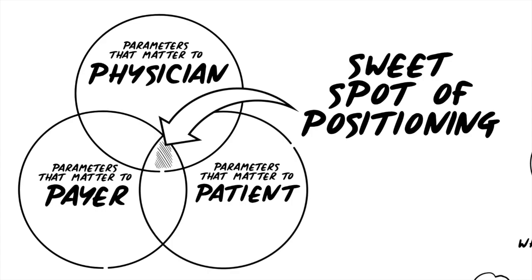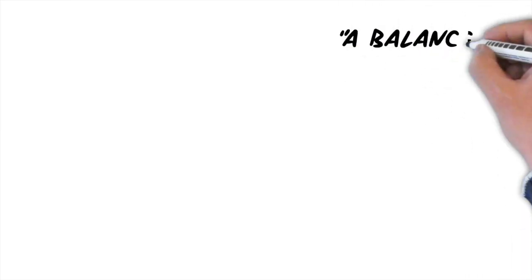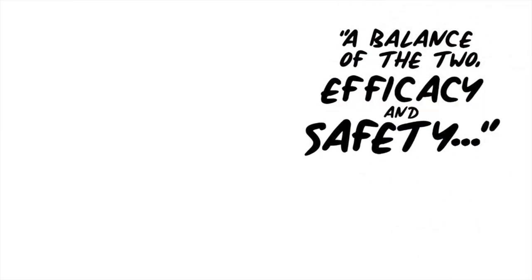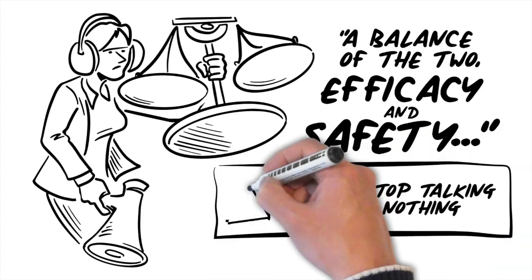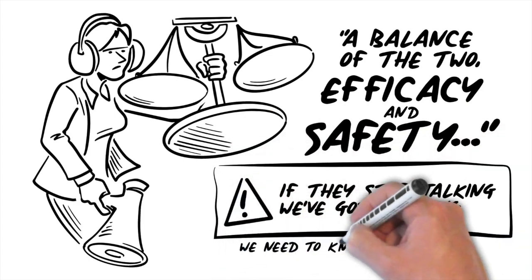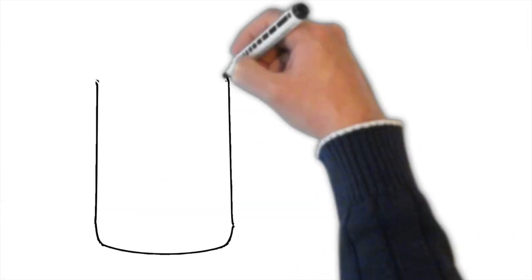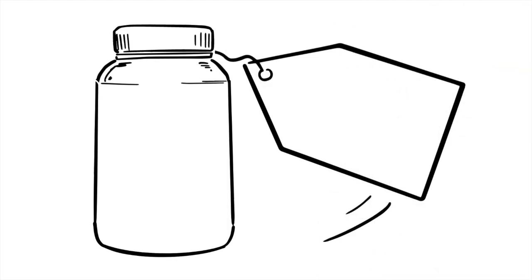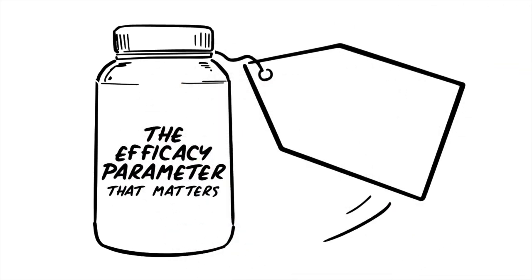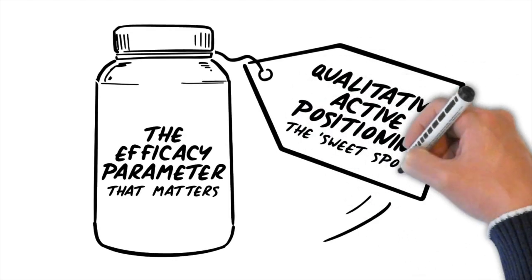But if someone just comes in and all they've talked about, or they stopped listening when someone said, oh, if you can just give me more efficacy and a bit more safety, or just balance the two, and they stop talking, we've got nothing. What we have to have is a way of understanding which of the efficacy parameters mattered, because then we can get into this active place where you've described something that your product does that no one else does. That is qualitative, active positioning, and that's the sweet spot.